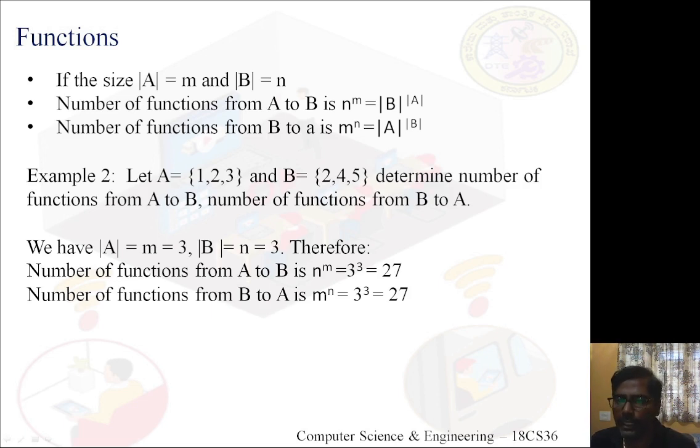Here we are given two sets: A with three elements 1, 2, 3, and set B with three elements 2, 4, 5. So according to the formula we have just obtained for the number of functions from A to B, which is n power m, the number of functions from A to B is 3 power 3, that is 27. Similarly, the number of functions from B to A is again 3 power 3 equals 27.